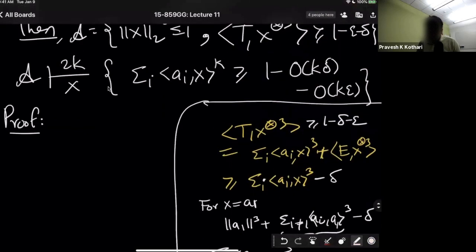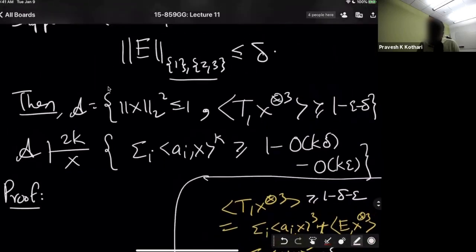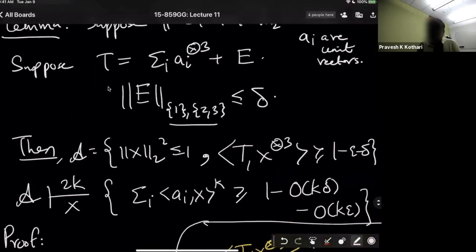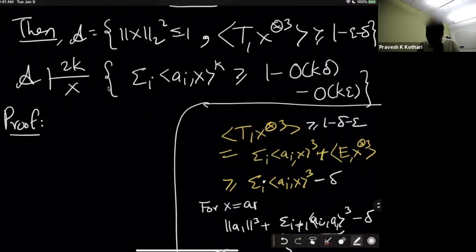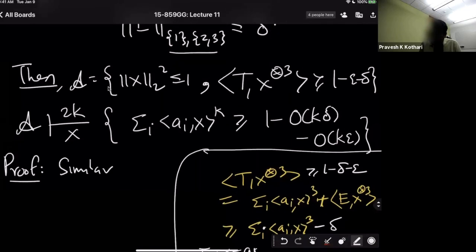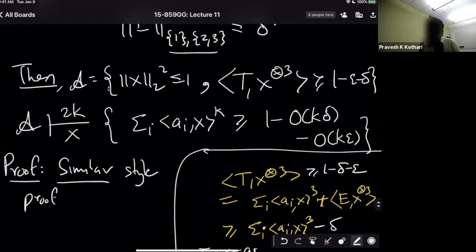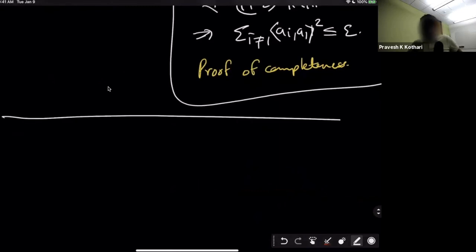Let's just point out that if you literally repeat the same kind of proof with the better upper bound on the sum of AI x squared, and this upper bound on the error tensor, then you can in fact do it using the same proof. Let me not spend time on that because I do have to get to the rounding. Very good.